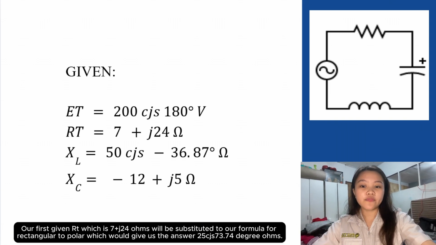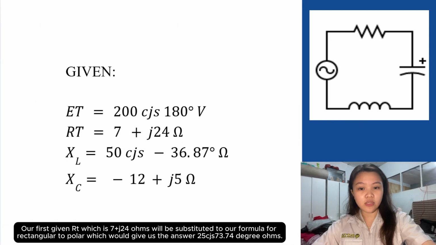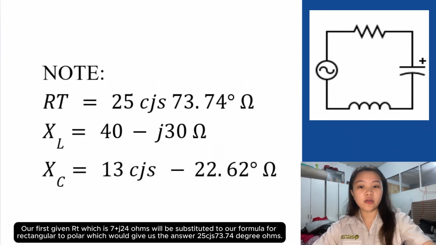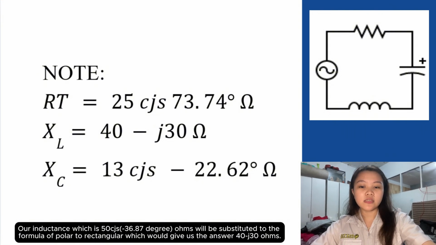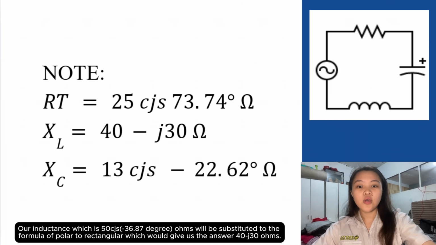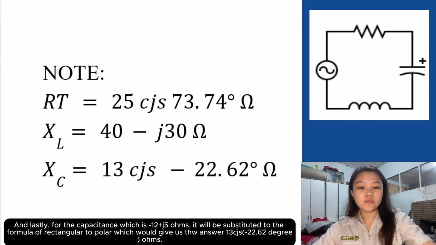Our first given, RT, which is 7 plus j24 ohms, will be substituted to our formula for rectangular to polar, which would give us the answer 25∠73.74 degree ohms. Our inductance, which is 50∠-36.87 degree ohms, will be substituted to the formula of polar to rectangular, which would give us the answer 40 minus j30 ohms. And lastly, for the capacitance, which is negative 12 plus j5 ohms, it will be substituted to the formula of rectangular to polar, which would give us the answer 13∠-22.62 degree ohms.